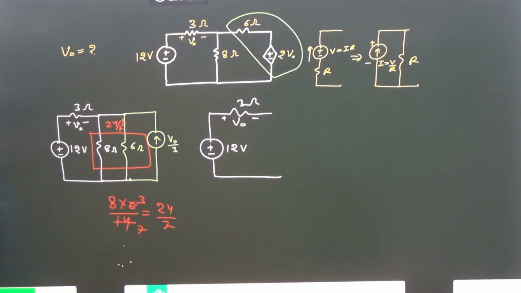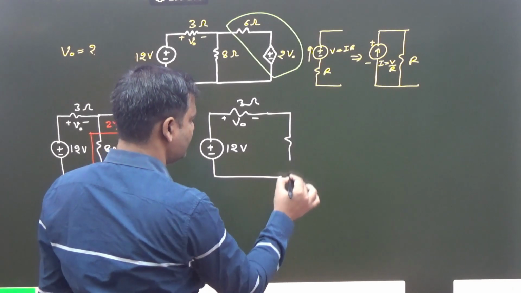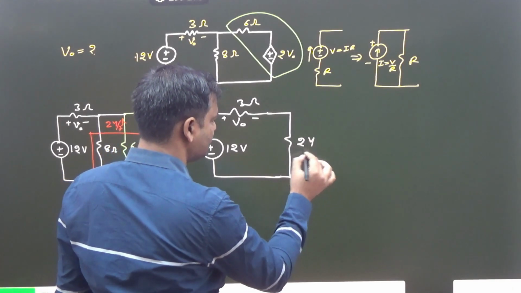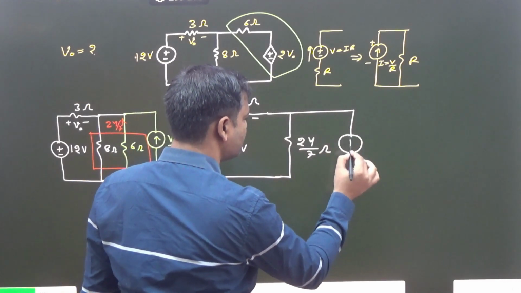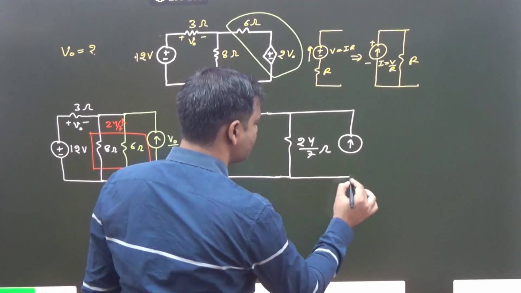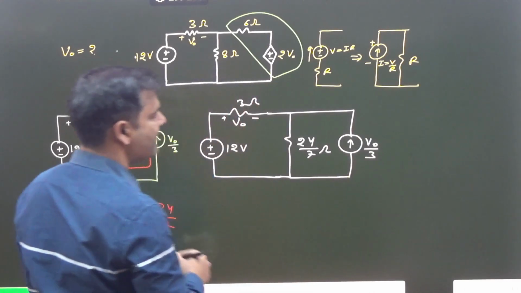Okay. After that, 24, that is 24 by 7, and that one is the current source, that is V naught by 3. Okay.